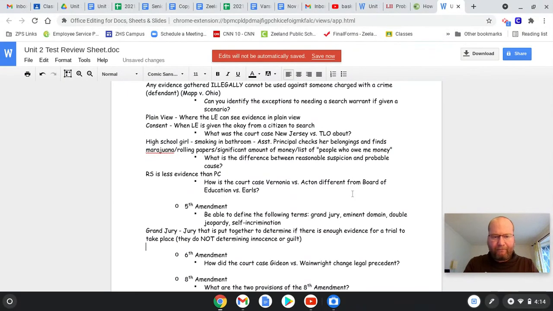Second, eminent domain, ED, that is where the government can take private property as long as they give just compensation, or they pay you whatever they took is worth.